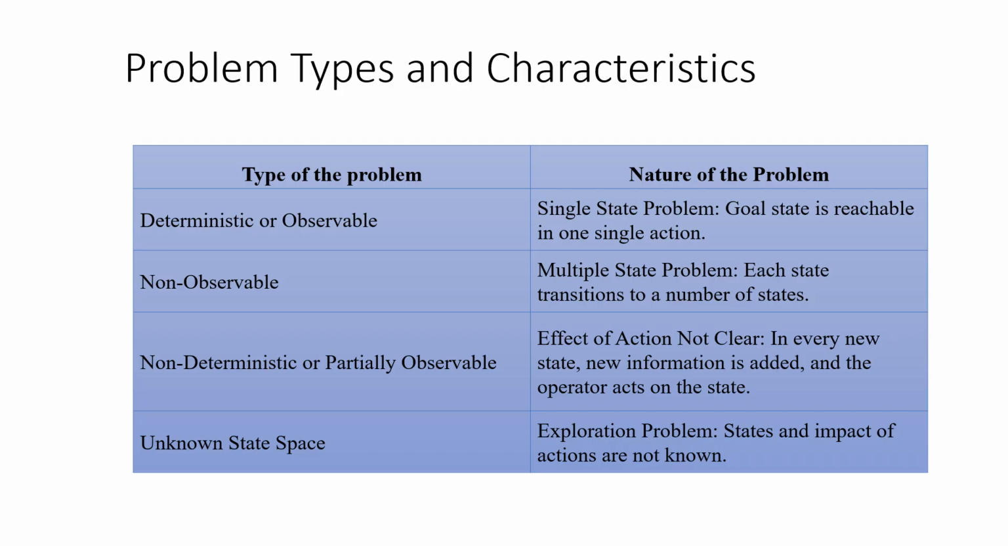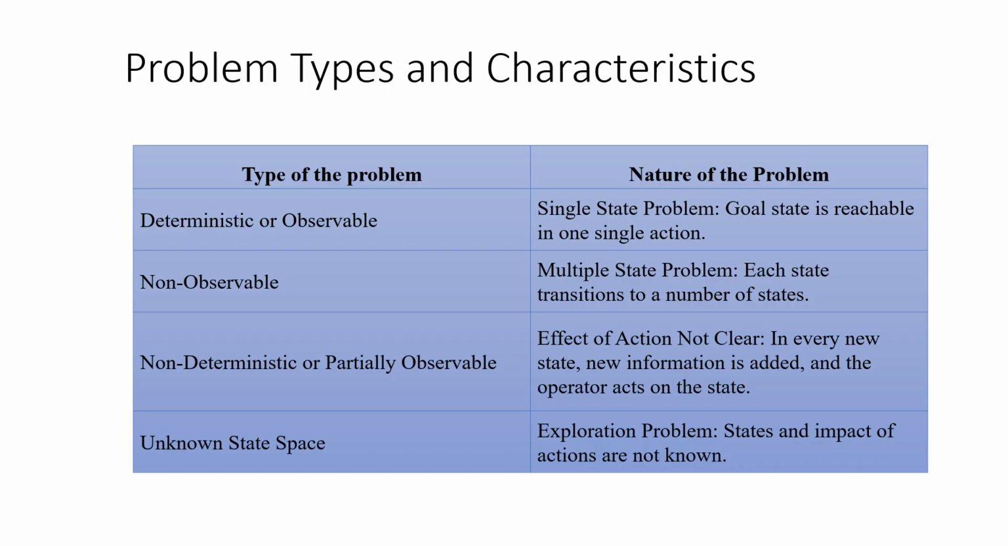The next one is unknown state space. This is one of the exploration problems. In the exploration problem, the state is observed, but the impact of the actions is not known. Here the state and the impact of the action are rolled out to every statement. For each statement we have to choose the proper action and the proper rule for recovering our outcome. This is the nature of the problem definition.